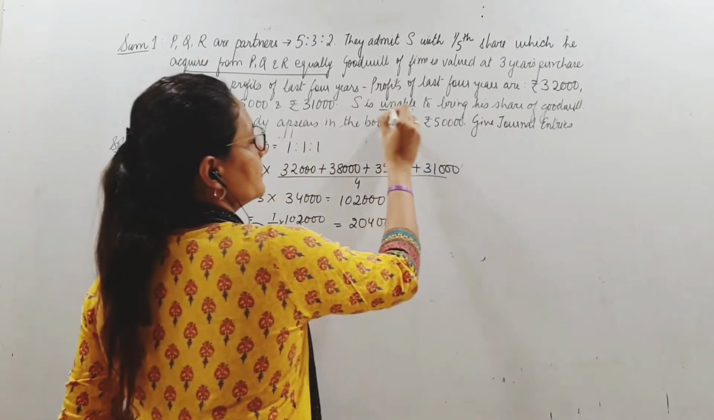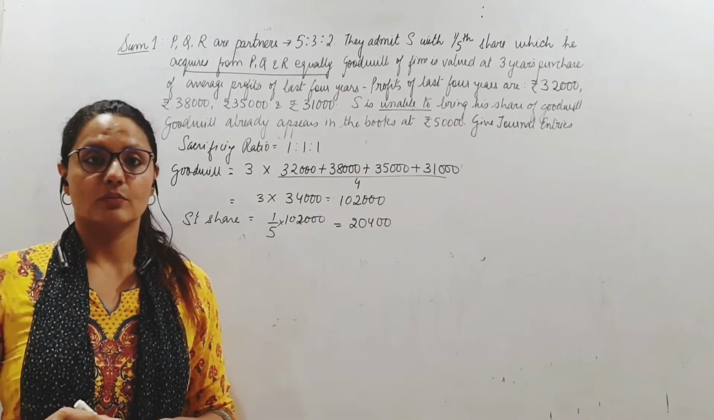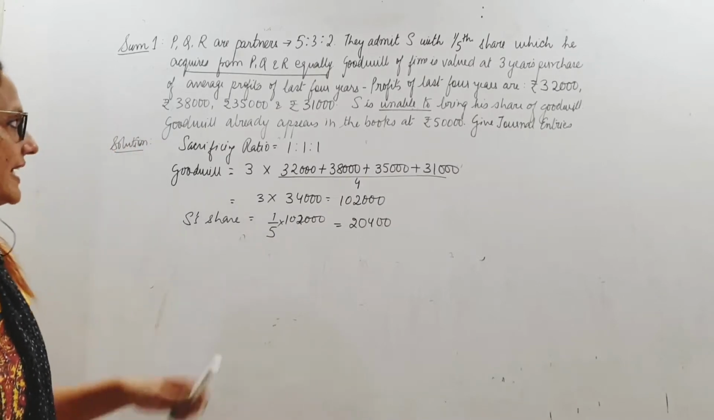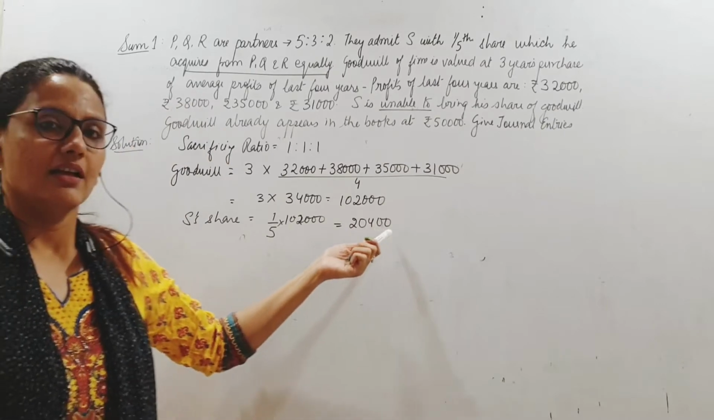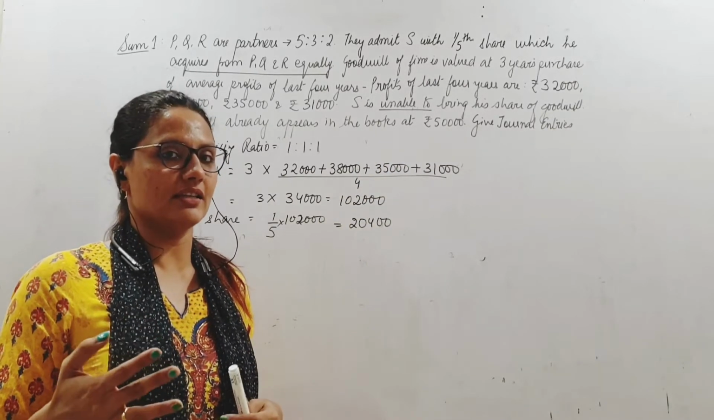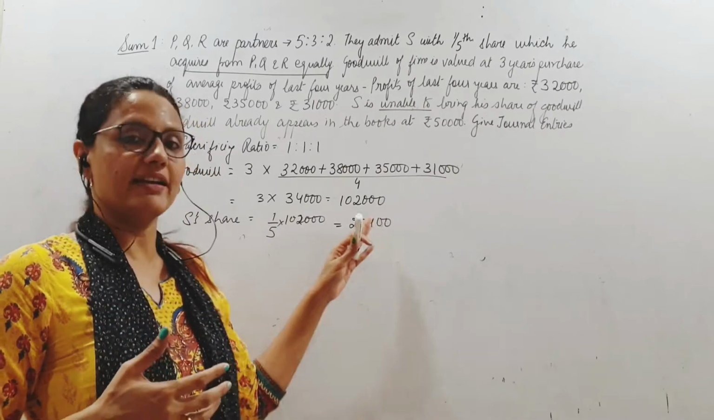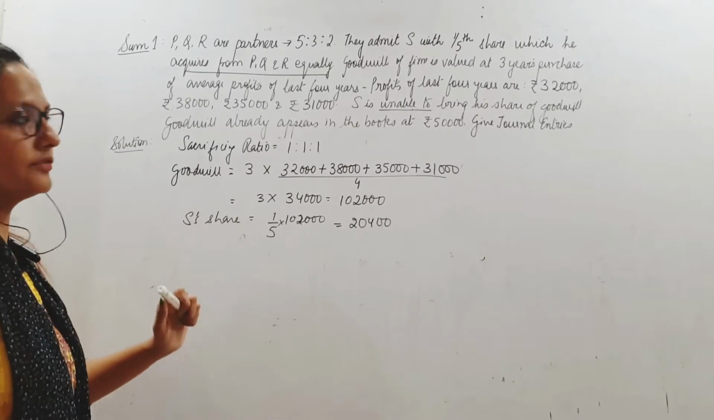S is unable to bring his share of goodwill. So, what should be the journal entry? S's current account should be debited with this amount, and the sacrificing partners, meaning P, Q and R, will get their shares, equal shares, right? This divided by 3 for each. So that entry we have the figures for.